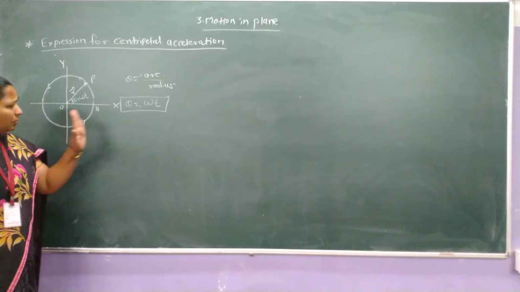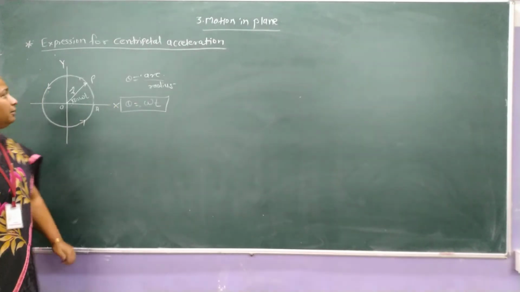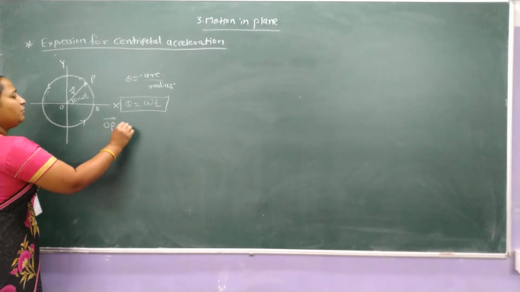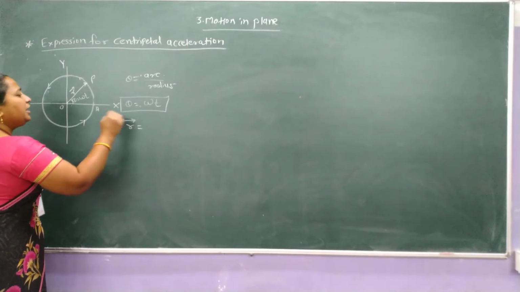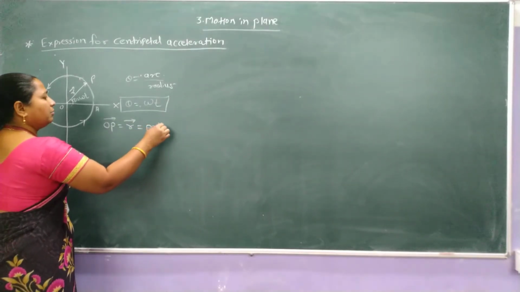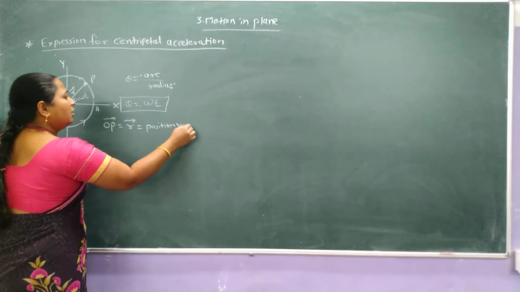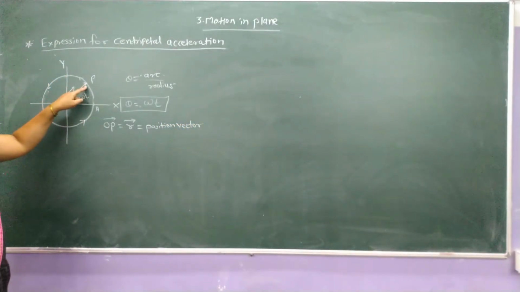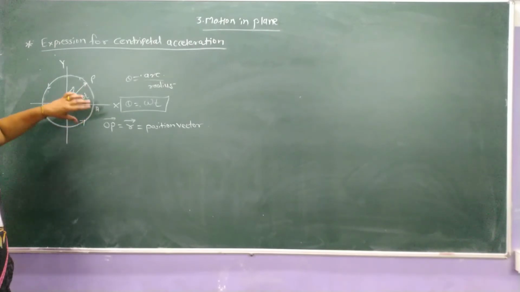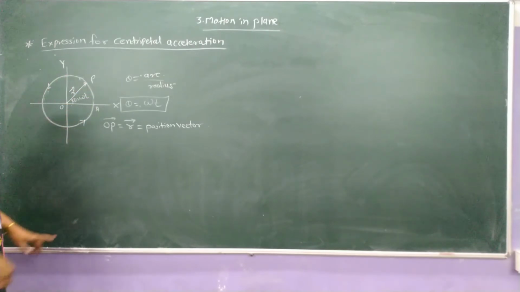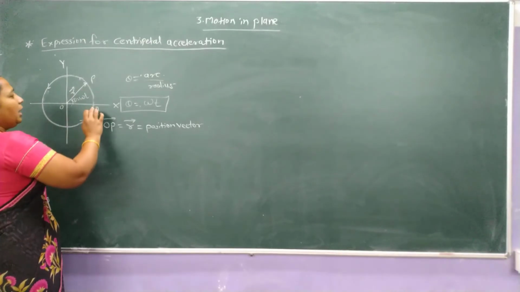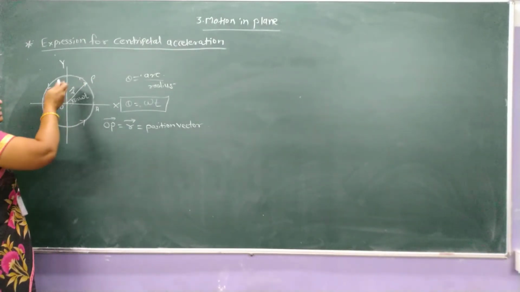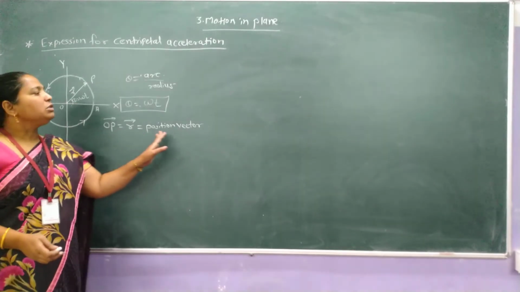Now the OP vector is equal to the r vector. It gives the position vector, where P is the point on the circumference of the circle. If the particle moves from A to P in anti-clockwise sense, the OP vector gives the position vector.